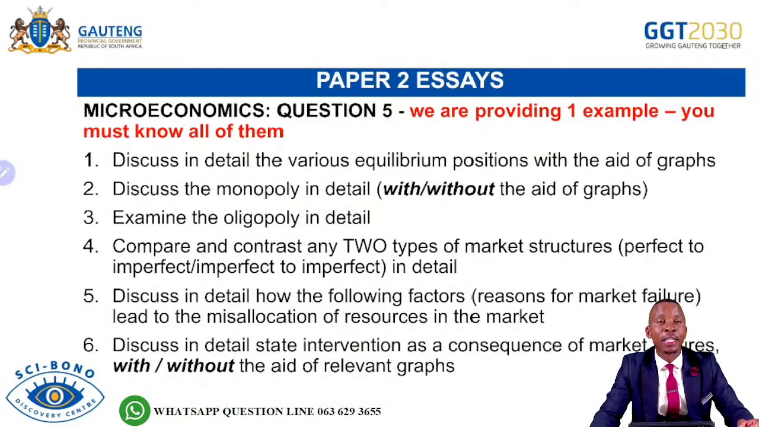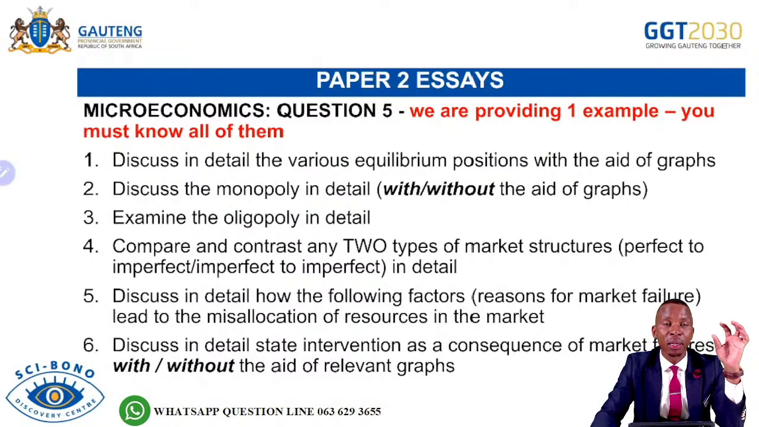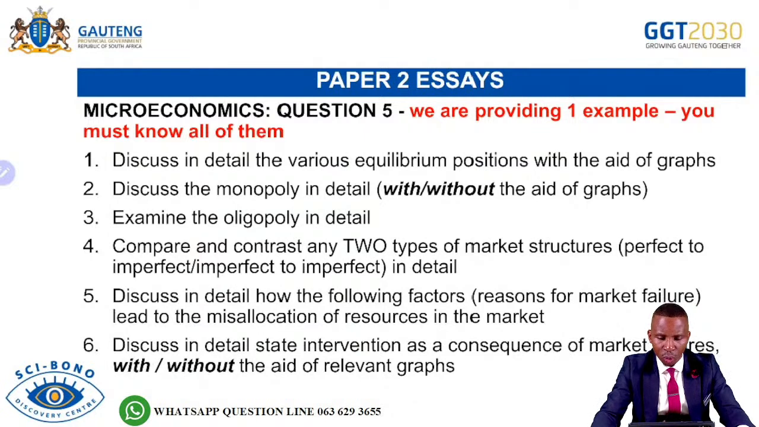And then, still on, I spoke about what we call public goods, and then we also talk about merit goods and demerit goods. Don't forget that. And then as we go on, the other question is to discuss in detail how the following factors will lead to market failure. Okay, I've discussed that one. And then discuss in detail state intervention as a consequence of market failure.